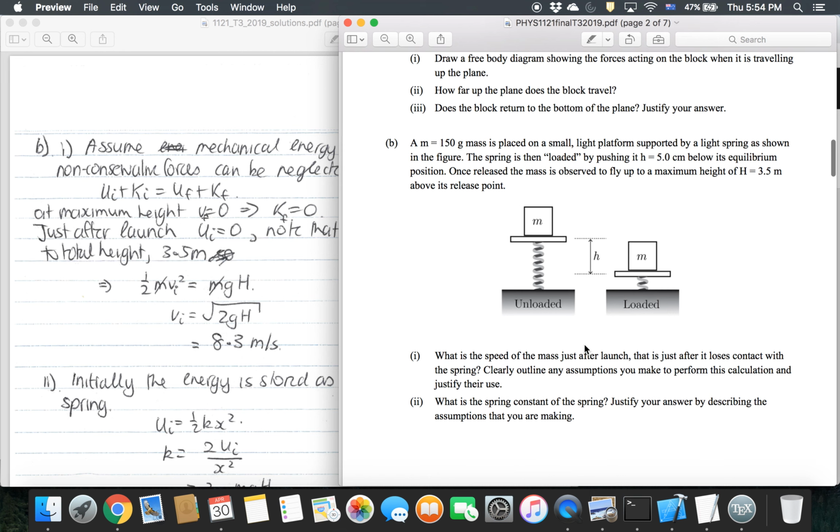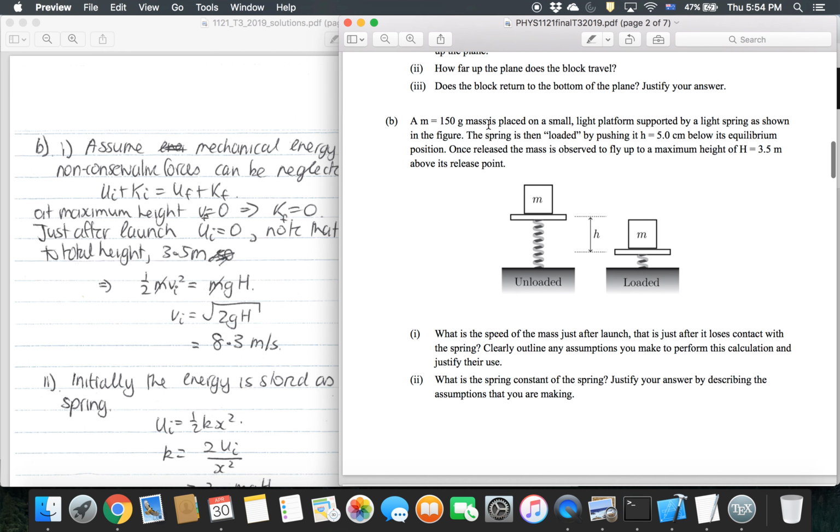So for part B first, we see that you have a mass placed on a platform with a spring, and then you compress the spring by 5 centimeters and let it go, and the spring is going to bounce back up and push this mass upwards. The observer sees that this mass flies up by 3.5 meters above its release point, and we're supposed to find the speed of the mass just after its launch, just after it loses contact with the spring. For this one, the easiest way to approach it is to use the conservation of energy.